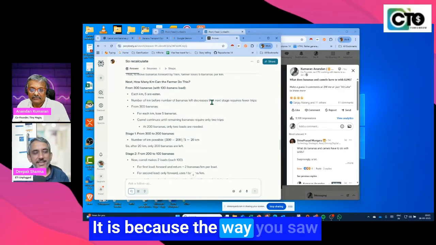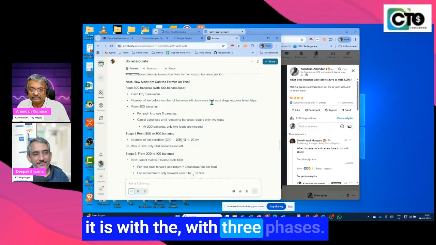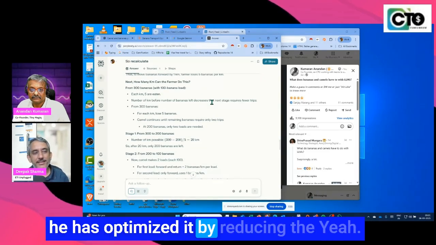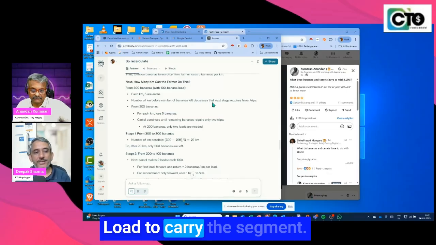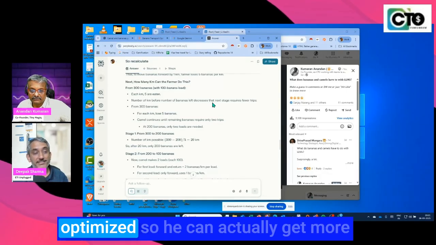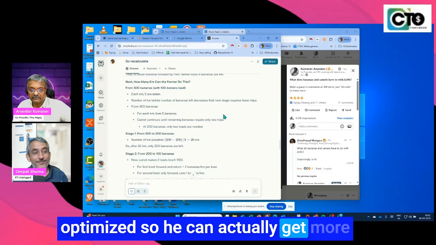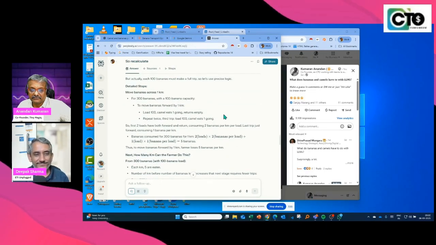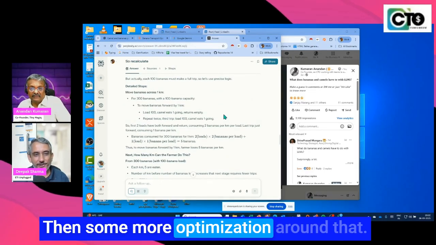It's because the way you solved it is with three phases. He also solved it with three phases, but he has optimized it by reducing the load he has to carry. He has made the segments more optimized, so he can actually get more done with the optimized solution. He's done some more optimization around that.